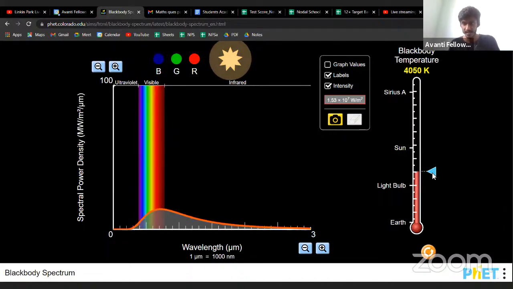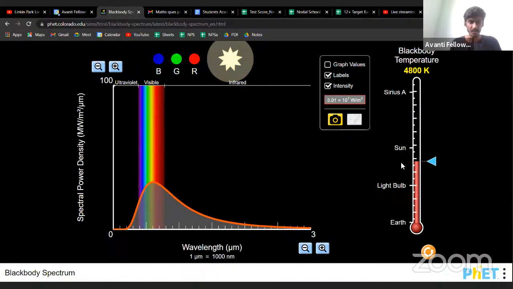Now let me increase the temperature a little more to 5000 Kelvin. So we are close to the sun. At this 5000 Kelvin temperature, you can see the highest peak emission of the object. It's going to emit blue color light, green color light, yellow color light, but most of the light is yellow color. And now let's check what will happen to our sun.